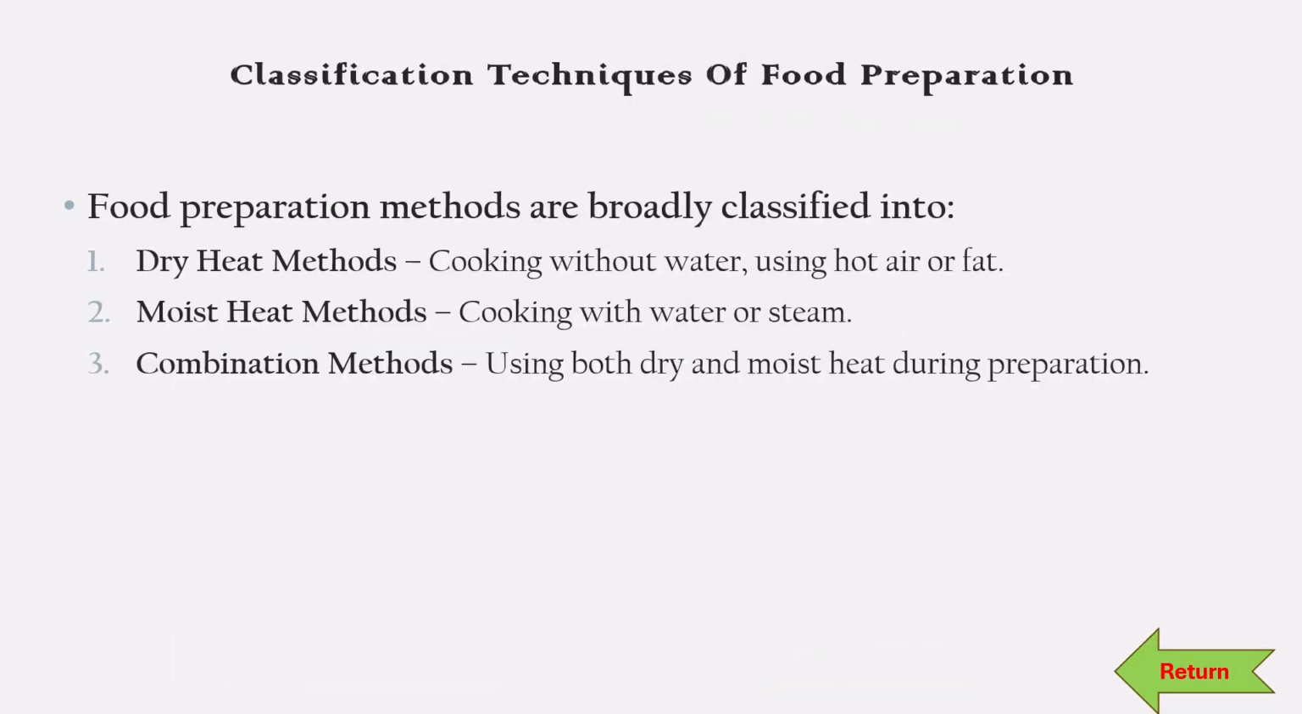Classification of food preparation. Food preparation methods can be classified into 3 broad categories. First, dry heat methods, where food is cooked without water using hot air or fat. Second, moist heat methods, which involve cooking with water or steam. And third, combination methods, where both dry and moist heat are used in sequence.